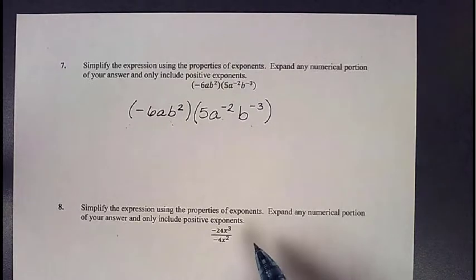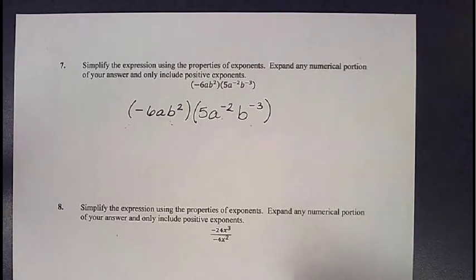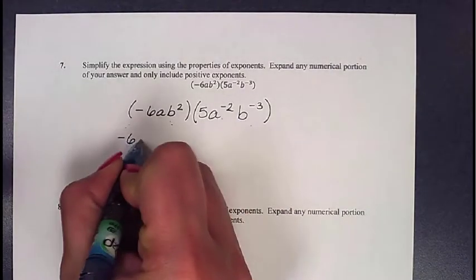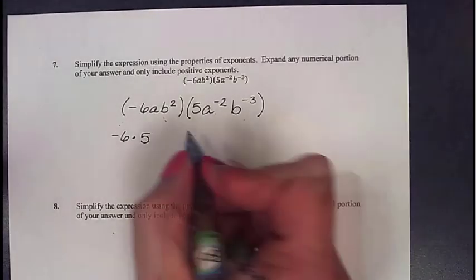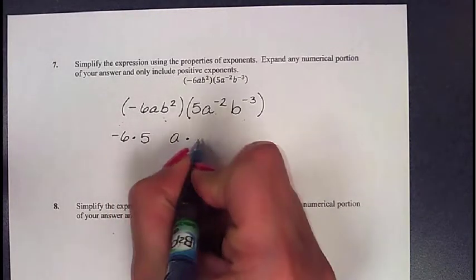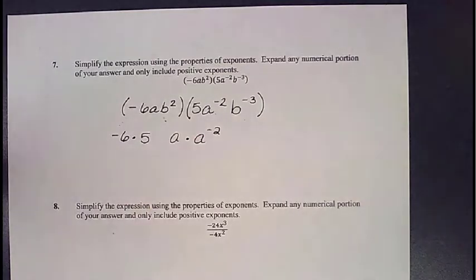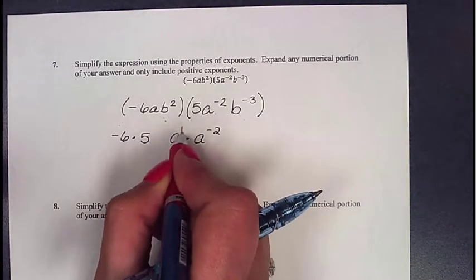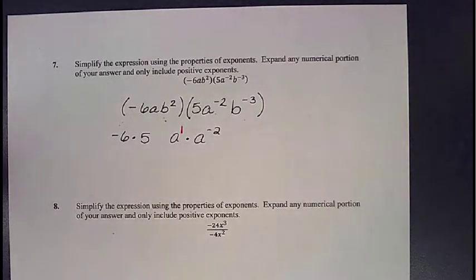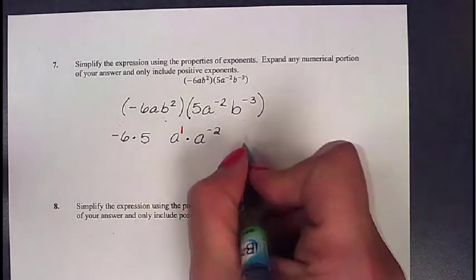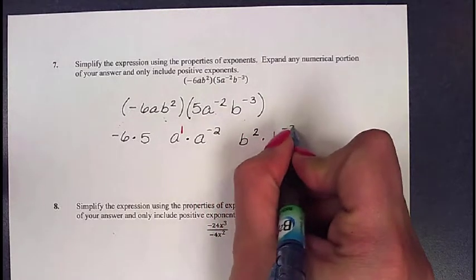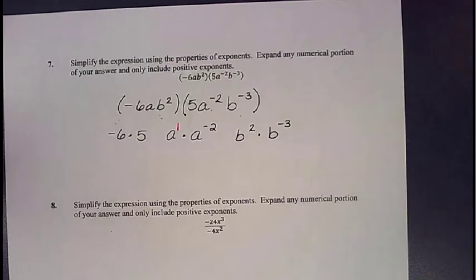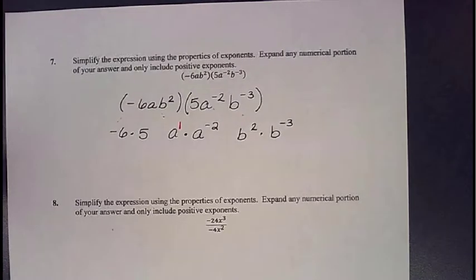So one of the things I want you to do is just rearrange so that your numbers and your letters are beside each other. So for instance, negative 6 times 5. Those are both numbers, so I'm going to put them next to each other. And then we have a times a to the negative 2. And if you need to, remember that we talked about our rule. If it doesn't have an exponent, it's automatically a 1, so we can do a to the first. And then we have b squared times b to the negative 3. So now we just need to use our rules of exponents and our multiplication to combine these together.